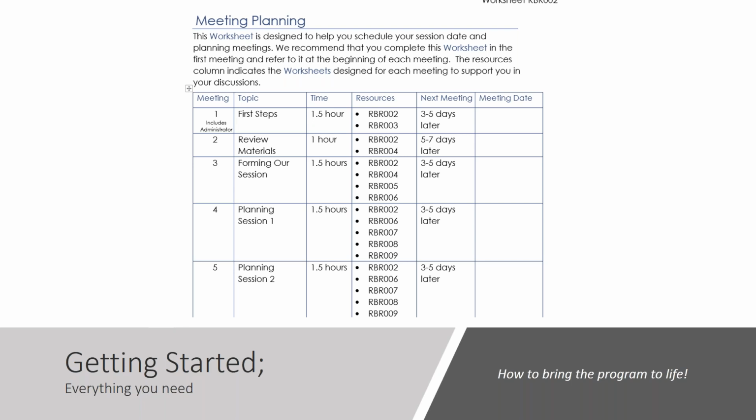So let's have a look at this worksheet. Along the top row, you'll see that there are topics and timelines indicated. The 4th column across is called Resources. This specifically indicates to you which worksheet you need to grab or which couple of worksheets you need to grab so that you have what you need to make the most of the time together for that meeting.